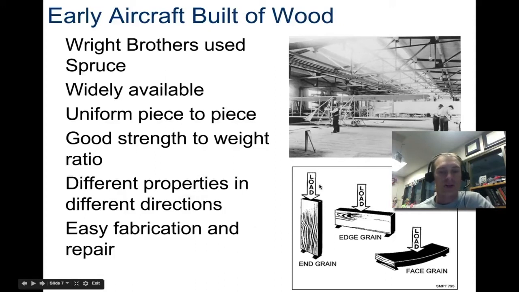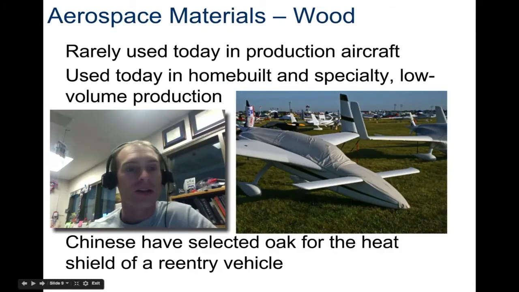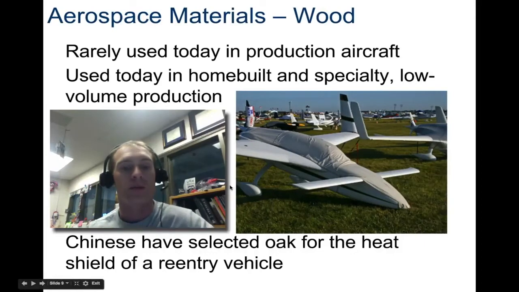It has a relatively good strength to weight ratio, and again, there's different properties depending on the different directions. So if you look at the directions of the wood, if you load it on end grain, it's going to have very different properties than on edge grain or face grain here. And it's relatively easy to repair, so it seems like the miracle material. However, it is very sensitive to moisture, rot, and insect damage. And it's a natural product that is lower consistency than a man-made product. So a solid, consistent metal is going to be consistent all the way through, whereas wood is just not going to be. So it's rarely used today because of those things. Some people use them for home-built aircraft because it's cheap and readily available material.